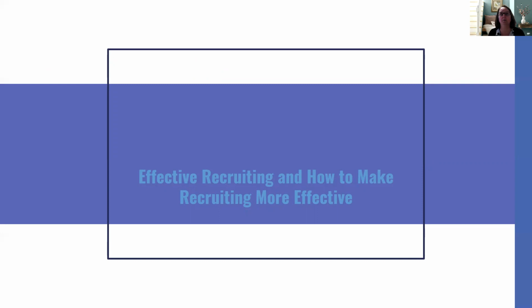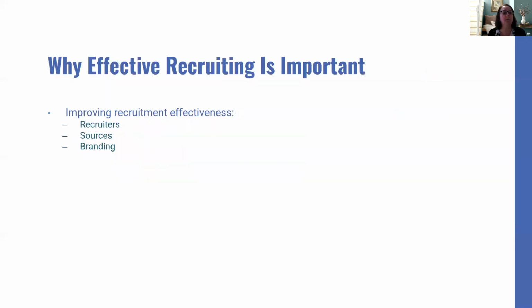So we don't want to waste our time. We don't want to waste money with advertisements that don't work. And we don't want to keep positions open for a very long time. So why is effective recruiting important? So we want to get the right recruiters. So finding, attracting the right applicants, the employers not keeping the positions open forever.